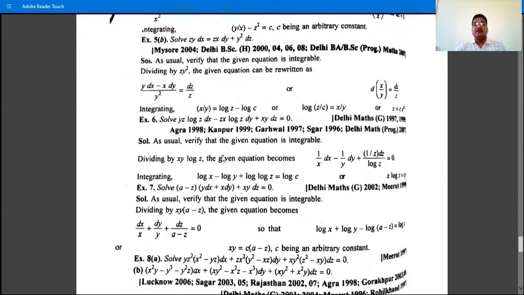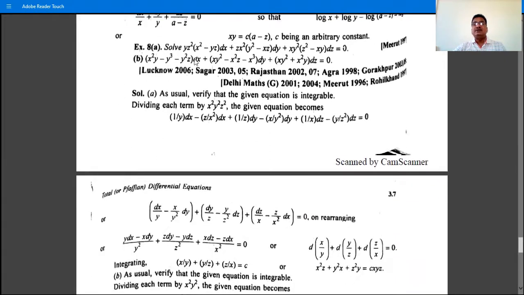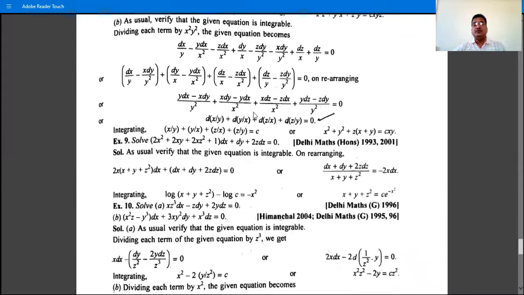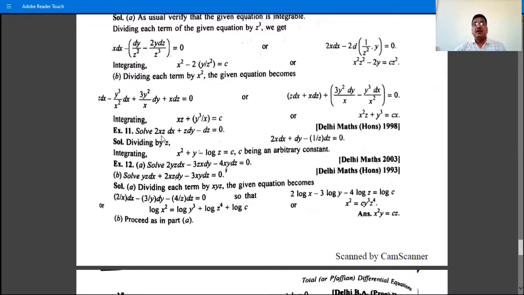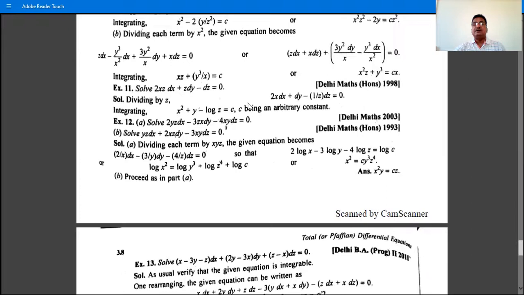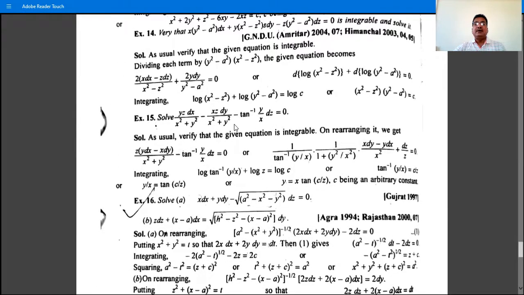All these examples are either one variable separable or three variable separable. So write all these examples and their solutions in your notebook. All these examples are for practice purpose. 2xz dx plus z dy minus dz is equal to 0. Again, one variable separable or three variable separable. Actually, three variable separable. This is 2x dx; if you divide by z, then we have the solution. So these are mixed examples of one variable separable and three variable separable. All three variables are separable.